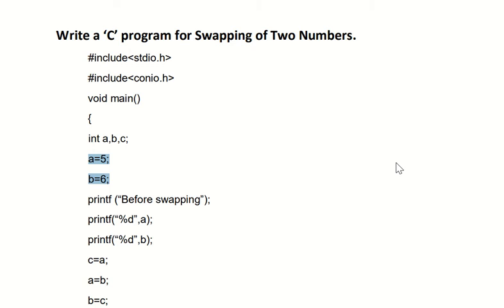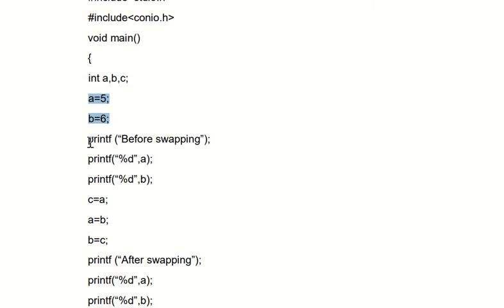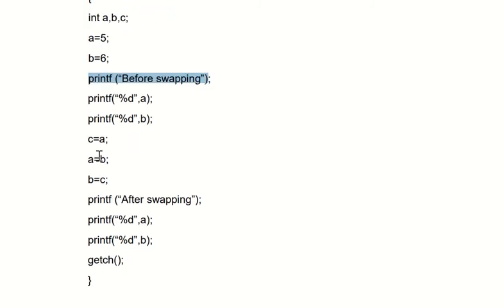At the end, the output which we want is A is equal to 6, that is B's value, and B is equal to 5, that is A's value. That is actually what we want. First of all, we are going to print these two values before swapping as they are, that is printf A and printf B. That's it. Now here comes the logic part.